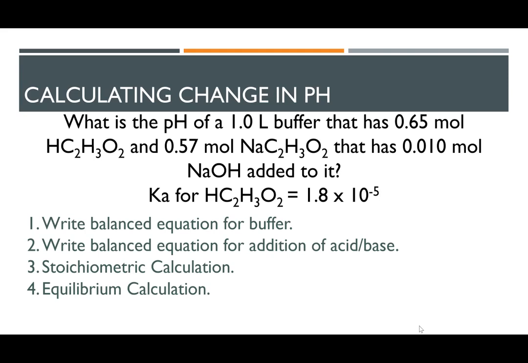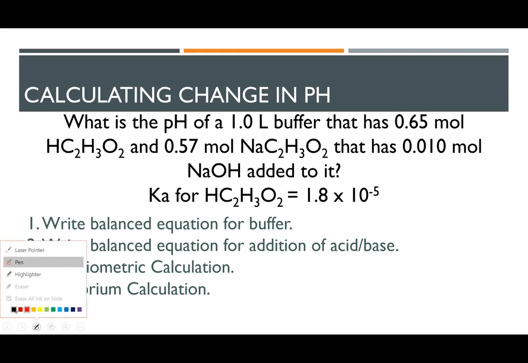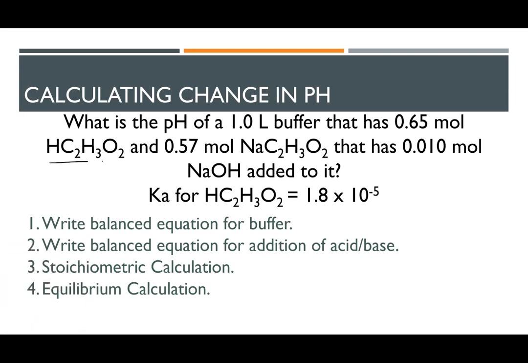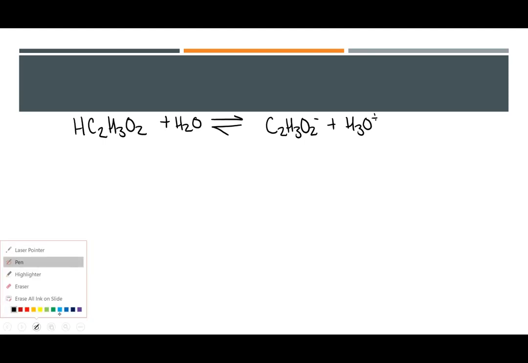All right, step 1, write a balanced equation for the buffer. So our buffer in this case is acetic acid, sodium acetate. So it's going to look like this. Acetic acid reacts with water to produce the acetate ion and hydronium. If you guys are putting the salt in there, that's the sodium acetate. Okay, so there's our equation of the buffer.